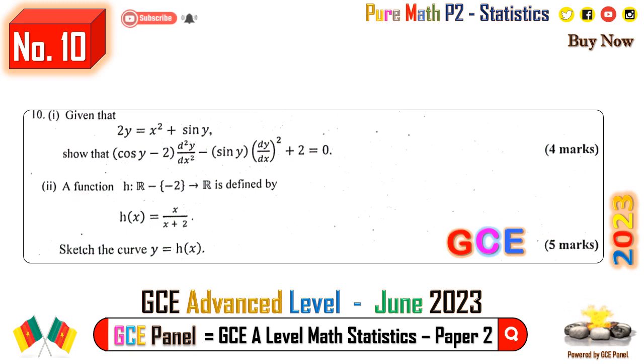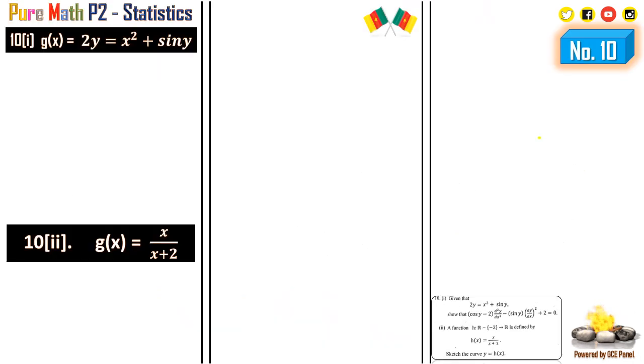Now, let's hit this question big time. So, for the first part of this question, they say we should show that cos y minus 2 d squared y on dx squared minus sine y dy dx squared plus 2 equals 0. Okay, so here this is what we have.